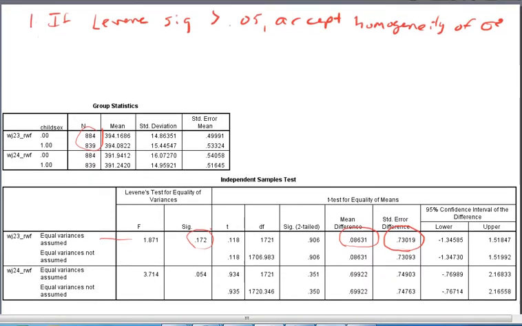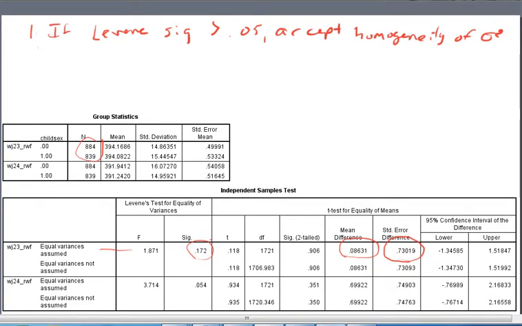The t-value is a ratio that is based on 0.08631 divided by 0.73019: the observed difference divided by the amount of difference that we would typically expect due to random sampling fluctuation. When we divide 0.08631 by 0.73019, we get a t-value of 0.118.